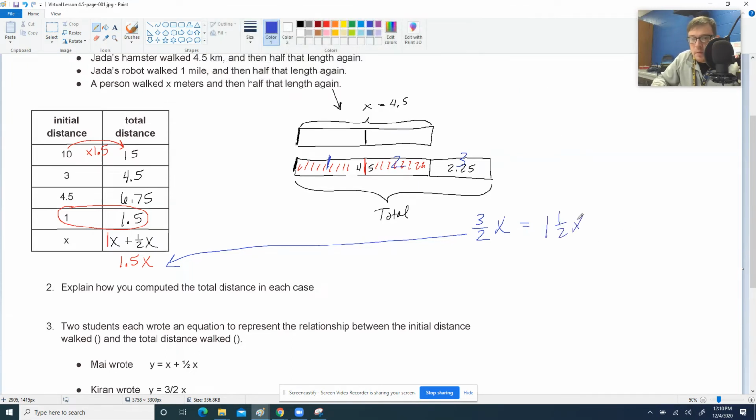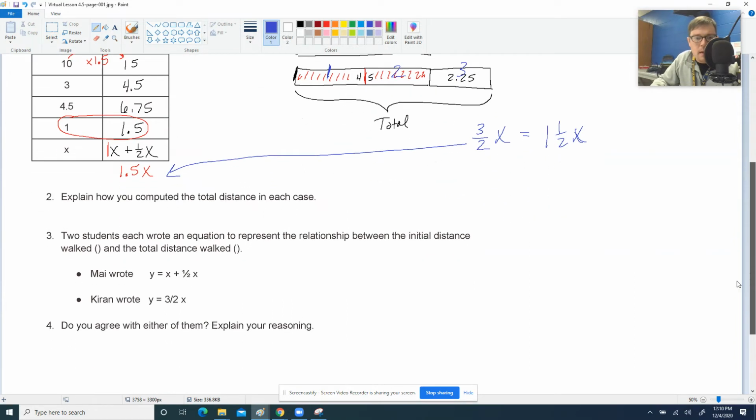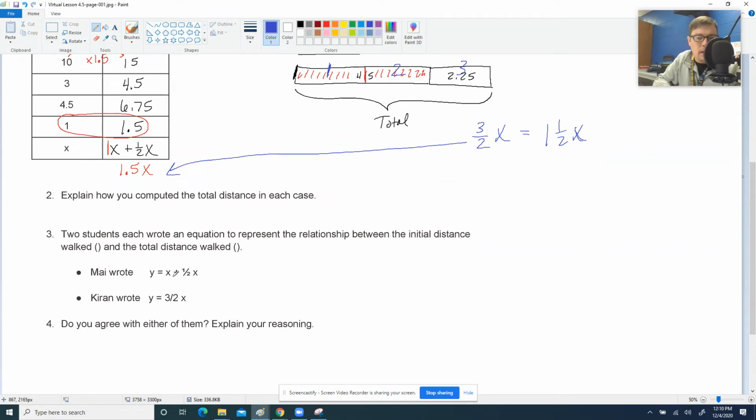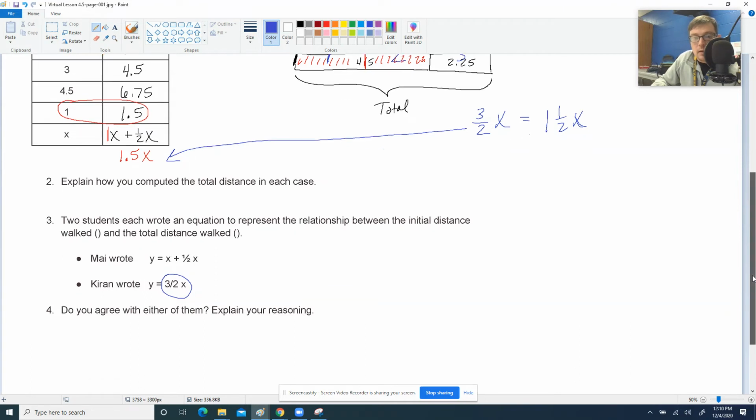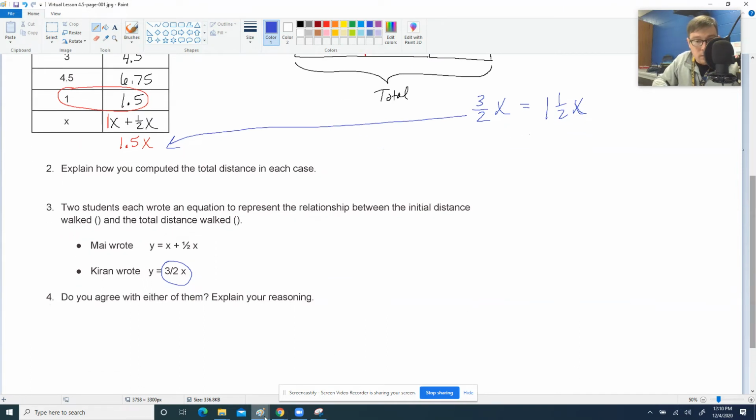All right. And that's what we want to be able to get out of this, because later on it's going to say, hey, May wrote this equation, x plus half of x is y. And we wrote that at the beginning. But Kieran, he came by and wrote this one, which is the same thing as using 1.5 times x. And they both work in this scenario. And so we're going to write different expressions to represent the same scenario, as you're going to see in the next example.